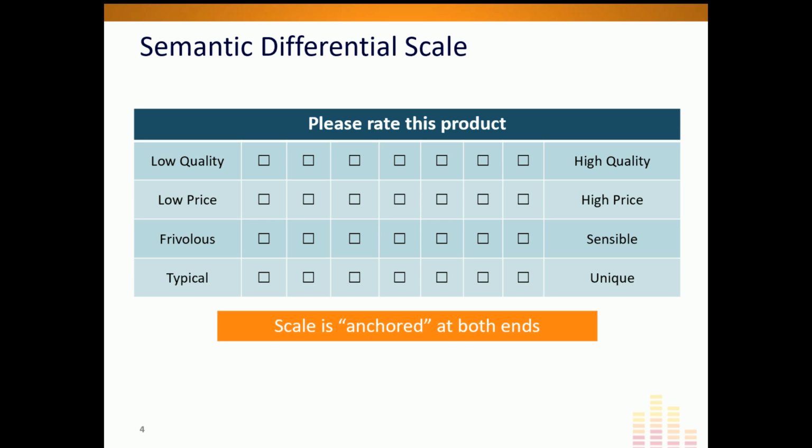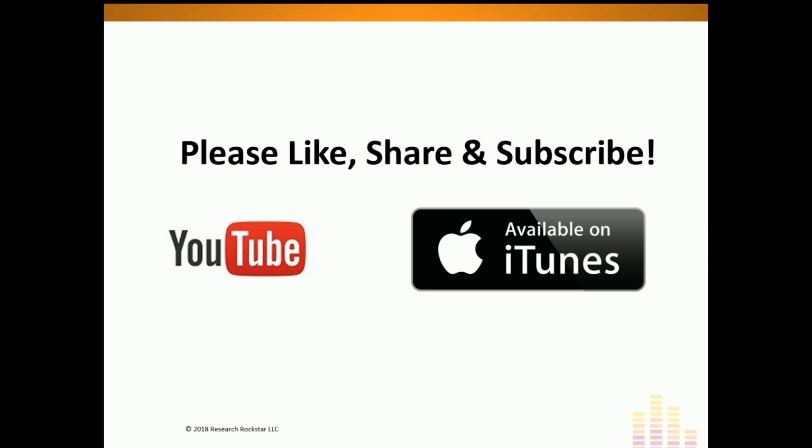So if you find yourself increasingly in situations where you're concerned about unintentionally biasing responses to rating scales, or you're really concerned about wordiness of how scales are presented, I definitely encourage you to check out semantic differential scales as an option.